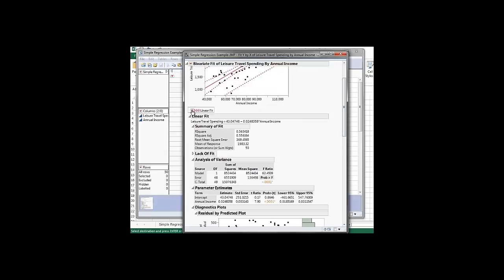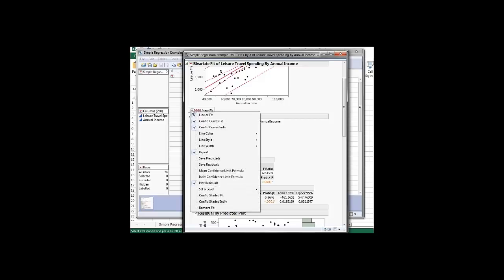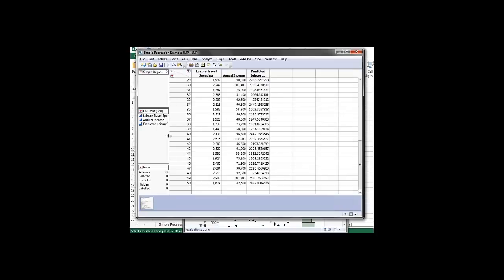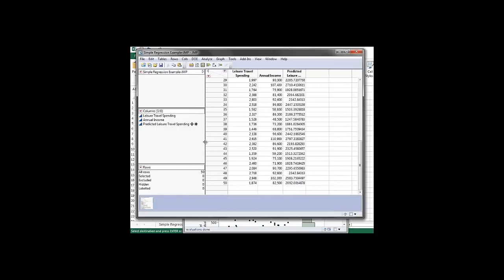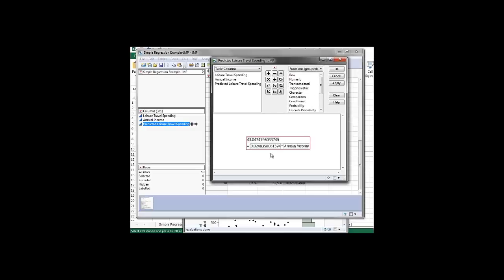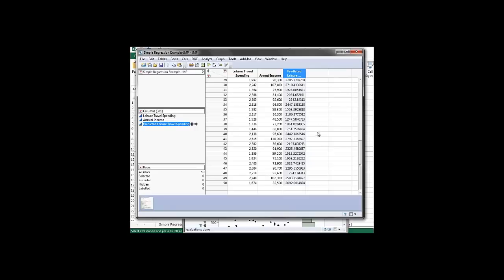We can go back to the Linear Fit drop-down and save predictors. It will save a column to our table which contains the prediction formula, or the regression line formula. You can see that field is added. It has a formula, and the formula is the formula of the regression line.